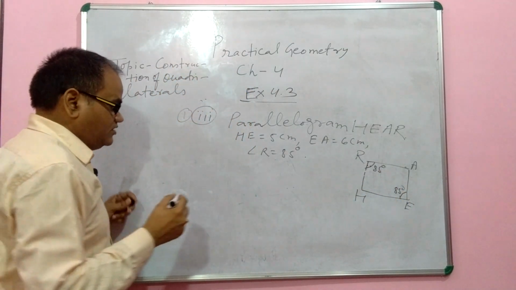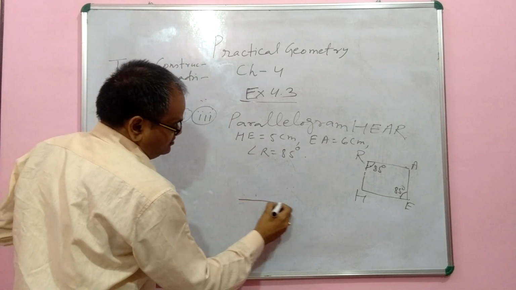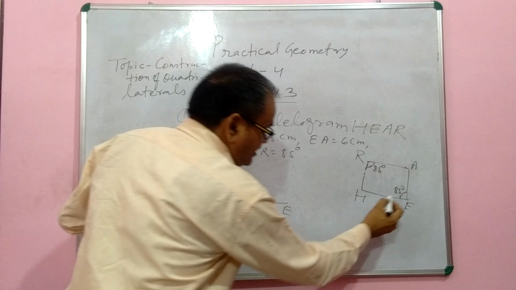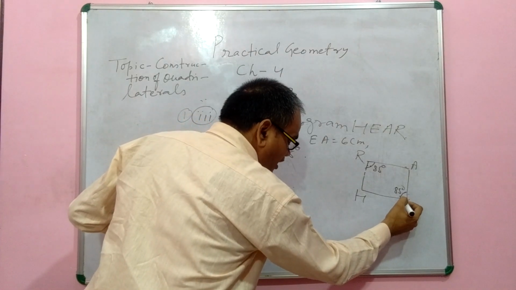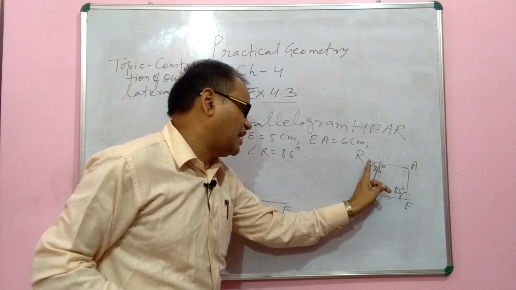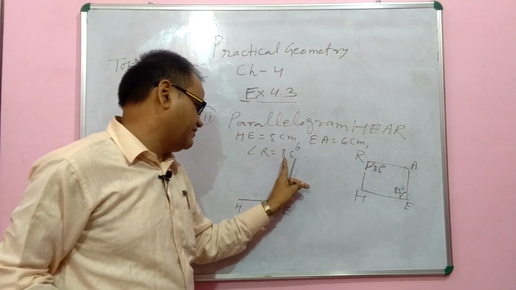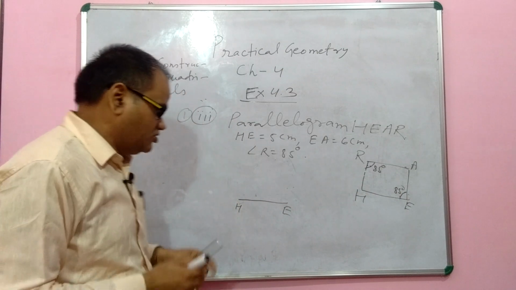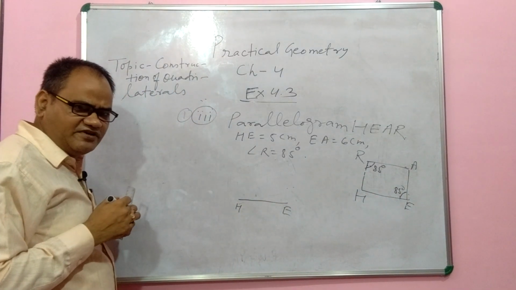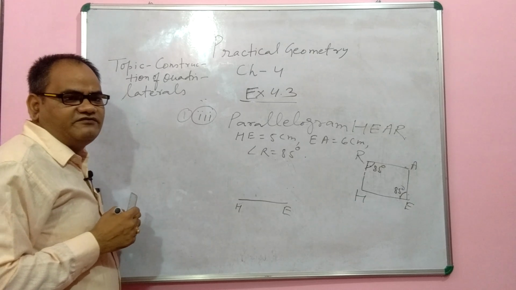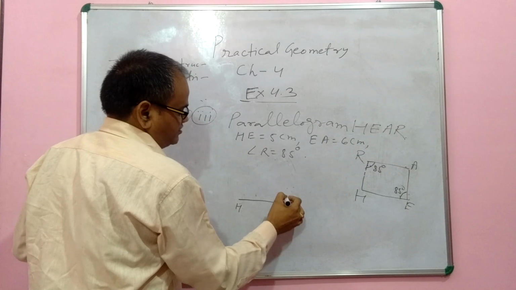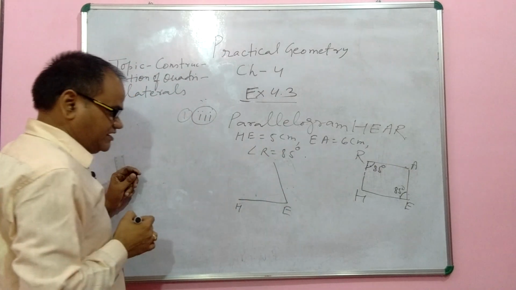Okay. Then how do you do it? First you draw HE. HE equal to how much? 5 centimeter. Now at point E you have to draw 85 degree. Why? Because angle R and angle E are both the same. Angle R equal to 85 degree given, so angle E is also 85 degree. 85 degree you just draw with the help of protractor, because 85 degree is not a multiple of 15. So you keep your protractor here. Now you can construct 85 degree like this. This is angle E, 85 degree.